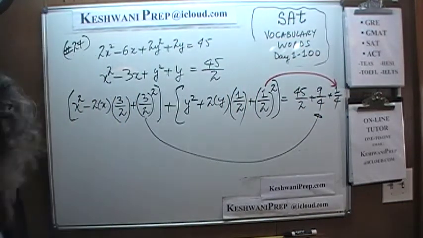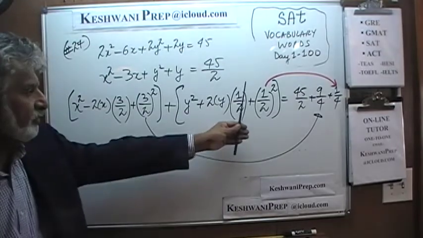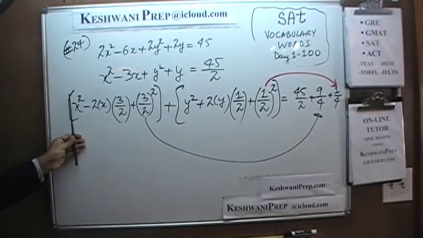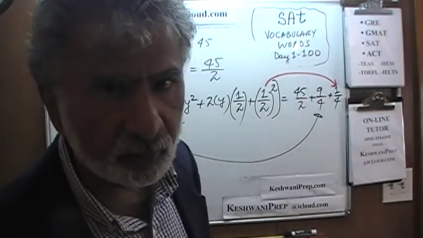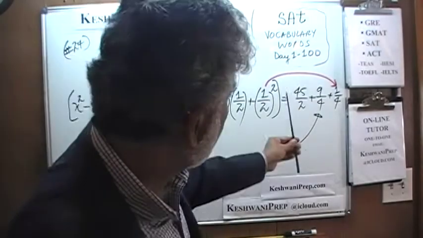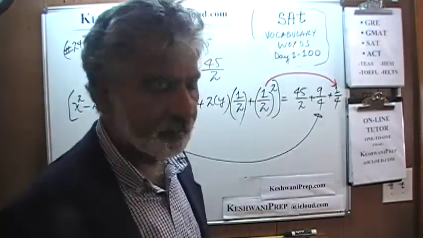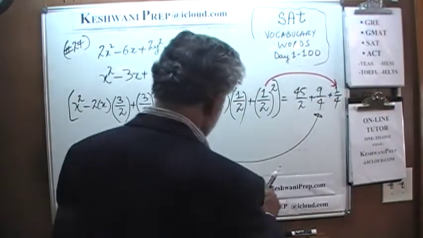Enough of the talk. We're not interested at all in what happens on this side, because we're not interested in finding out what the center of the circle is. We just want to find out the radius. The radius part is dictated from here. So let's see what we get there.